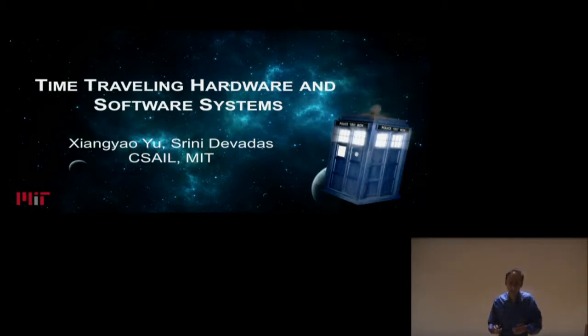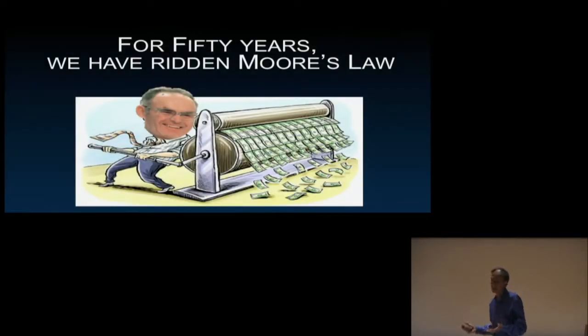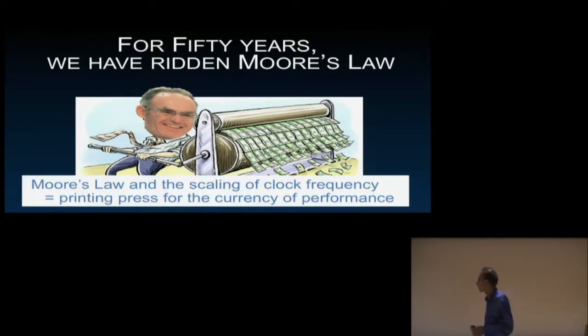Every computer architecture talk has to have some mention of Moore's law. So here it is. We've written Moore's law, which is a printing press for the currency of performance. This is Saman Amarasinghe's term, not mine, but I like it a lot. And it's allowed us to build software systems that really were unimaginable a few years ago.